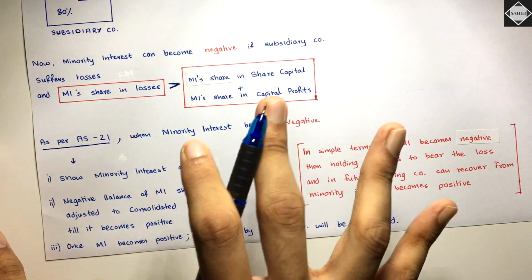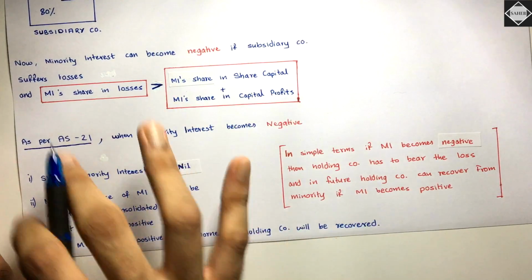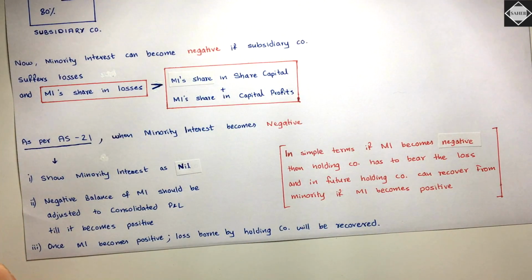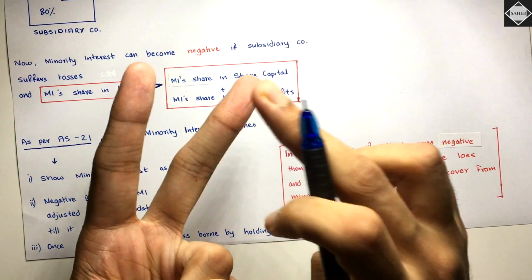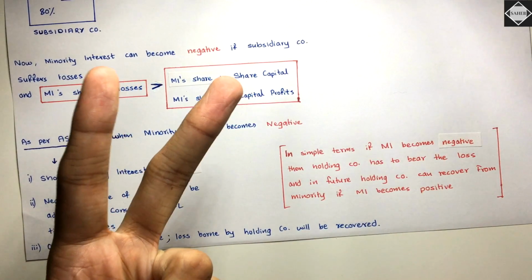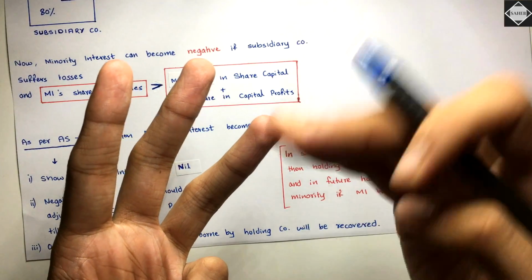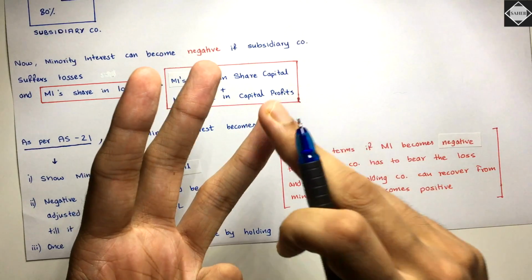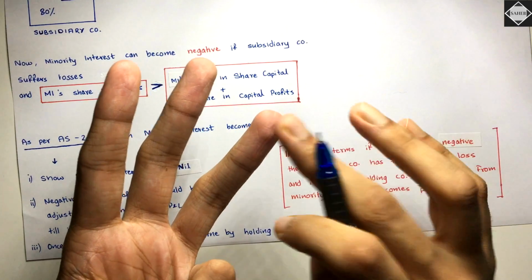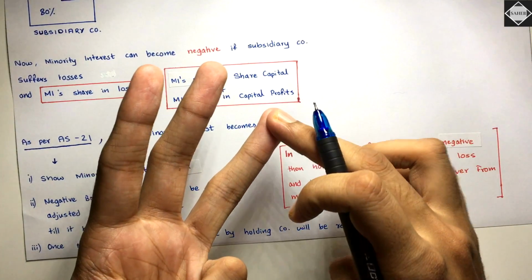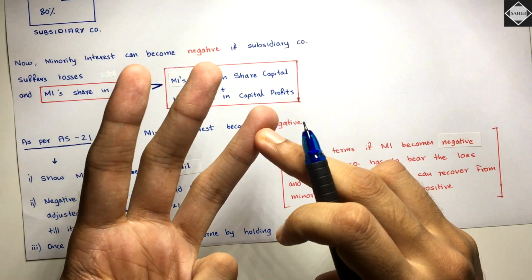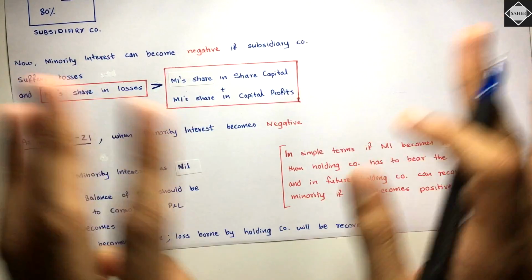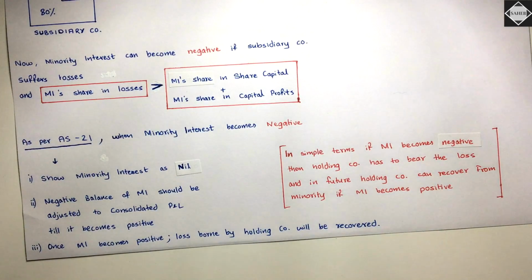Okay, it will be adjusted like that. Don't worry, we will see a problem on this properly and you will understand how it will be done practically. Okay, so you understood now. If MI becomes negative, holding company has to bear the loss till the MI becomes positive, and then in future when subsidiary will be making profits and MI will be receiving the share of those profits, at that time profits will not be given to minority, profits will be adjusted against the losses of minority which was absorbed by the holding company. Okay, right, don't worry, we'll see a problem and you'll understand how this will happen practically. Let's go to a problem.